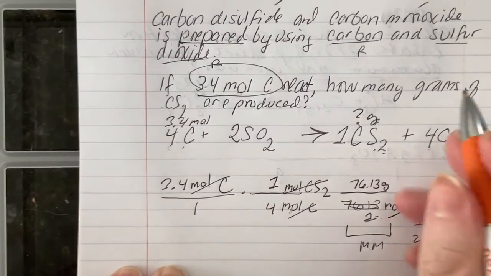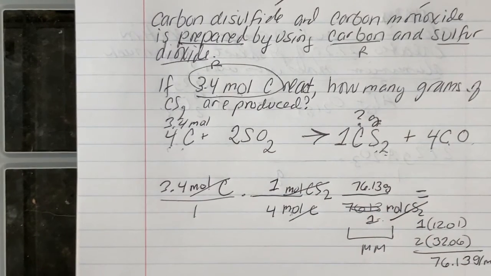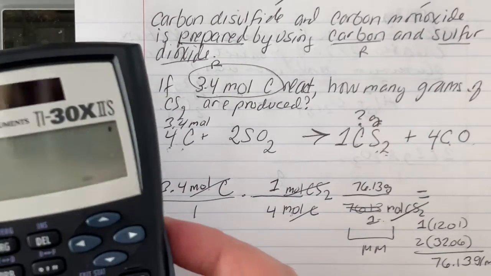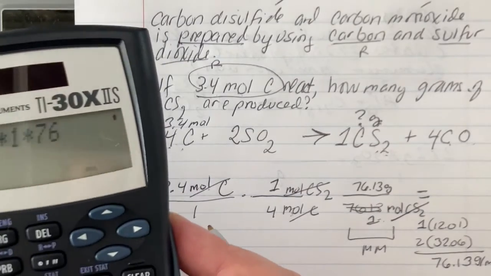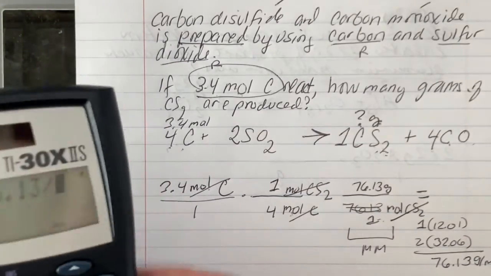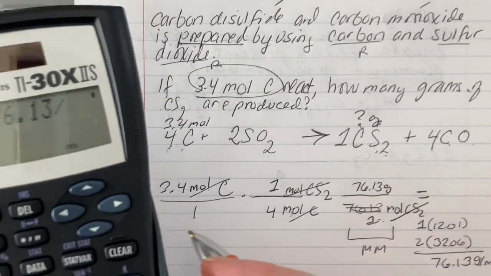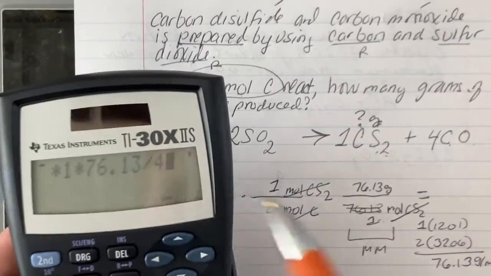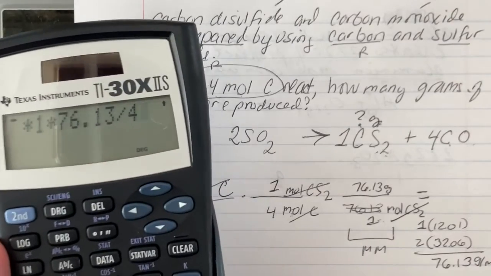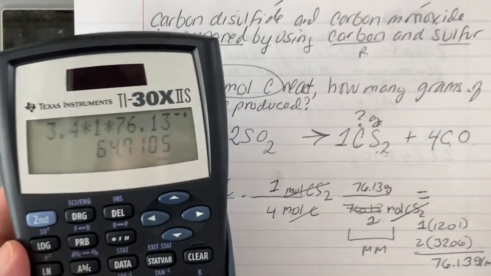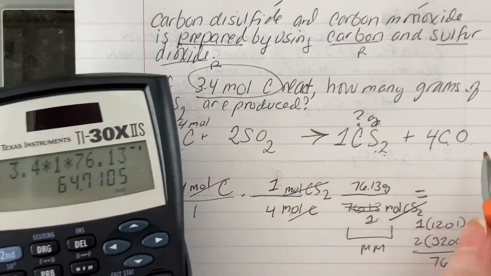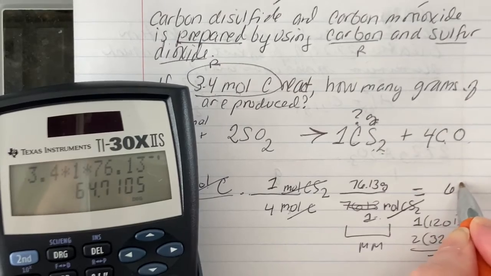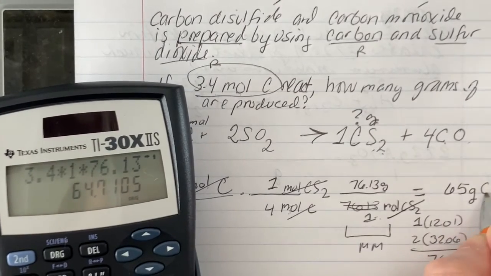And now my moles cancel. And now I'm going to multiply across the top. So 3.4 times 1 times 76.13 divided by 1 divided by 4 divided by 1. I'm only going to use that once there because otherwise, if I had those ones in there, I would have had to use parentheses. I get 64.7105, 2 sig figs though, so I'm going to round my 64.7 to 65 grams CS2.